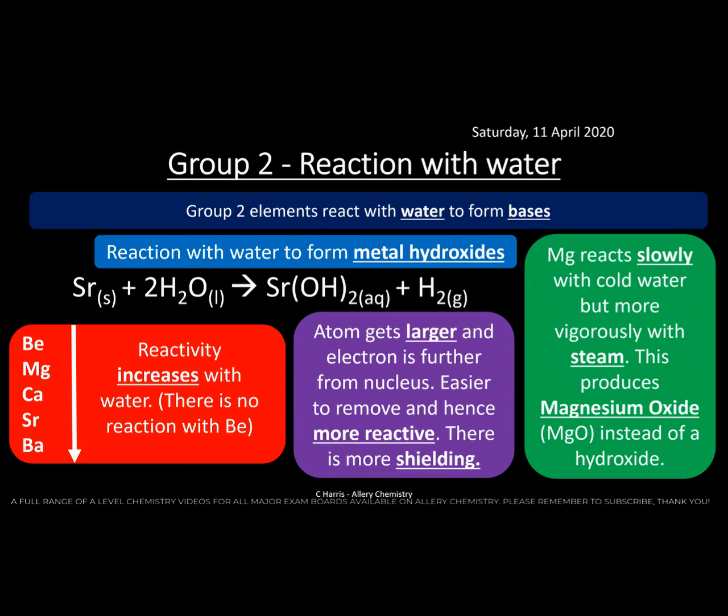You shouldn't stare at it directly because it can damage your retina. But magnesium reacts slowly with cold water. So if you put a bit of magnesium in water, it doesn't really do a lot. But it reacts much more vigorously with steam. So if you push it in steam, it actually produces magnesium oxide. But don't worry too much about that. You'll know a lot more about this at A level.